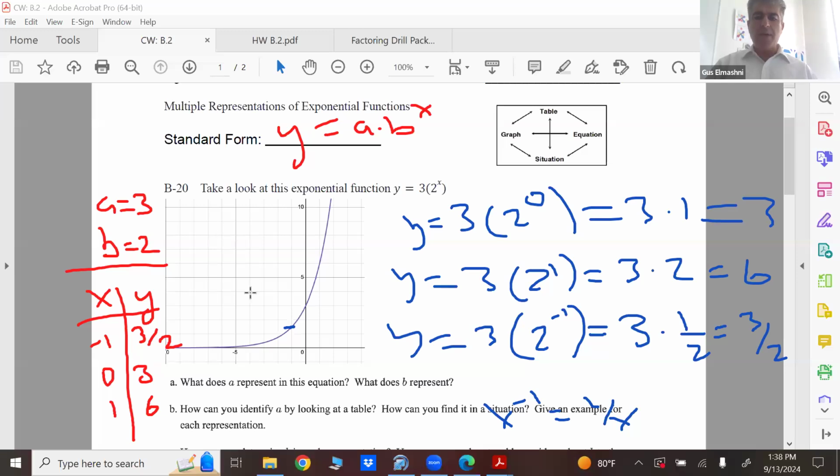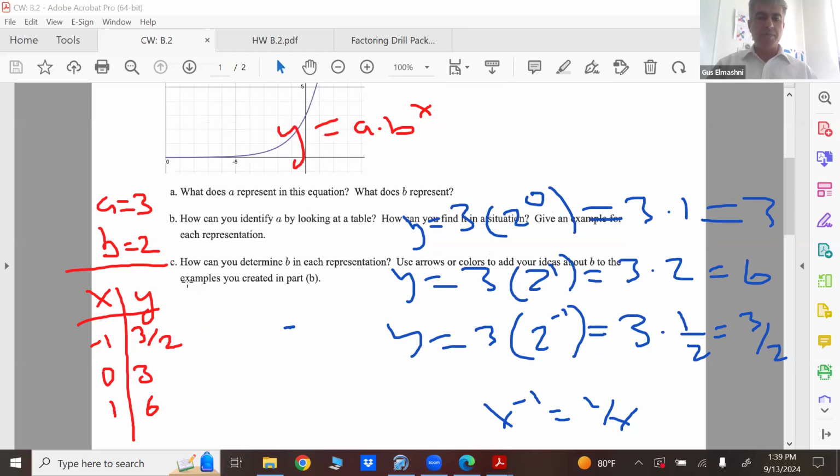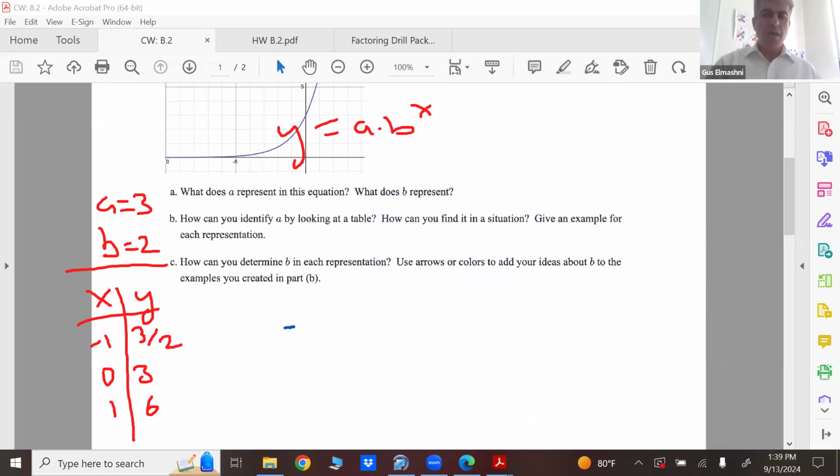Now, how can you locate A in the table? So to answer the question here, let me erase everything else. How can you locate A in the table? It's essentially the y coordinate when x equals 0. That's all it is. Just the y coordinate when x equals 0.